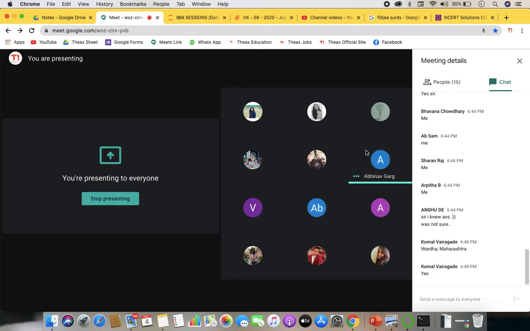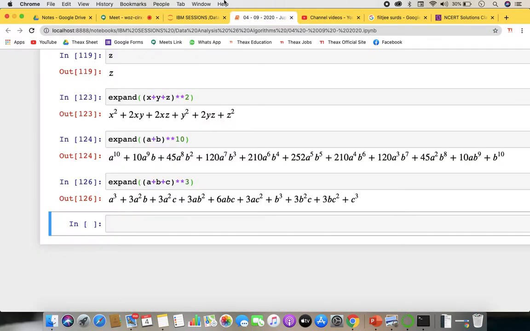Tan a plus b. Tan a plus tan b upon 1 minus tan a tan b. Cot a minus cot b. Cot a minus cot b will be cot a plus b into 1 minus cot a cot b. I'm not sure. Okay, fine. All right.